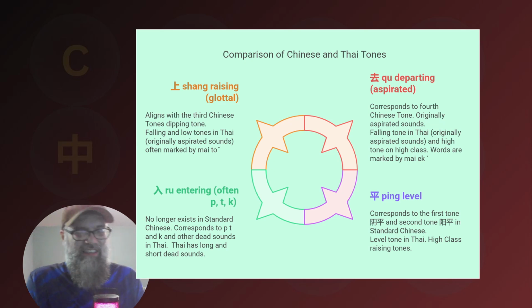Then there are the chu, you will see a mai tho on those. Those can also be falling tones. But for the low class, that actually pulls it back up. So it makes it into a high tone. And then there are the short and dead. And then there are the long and dead.